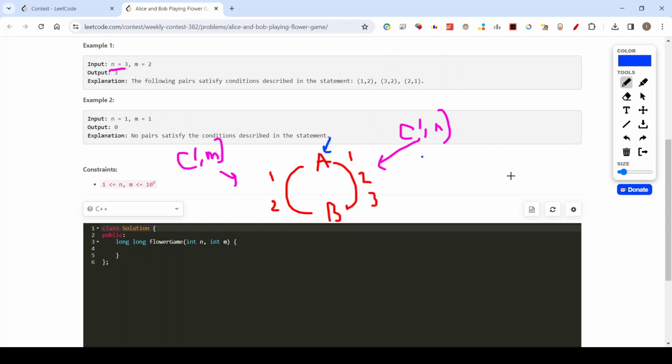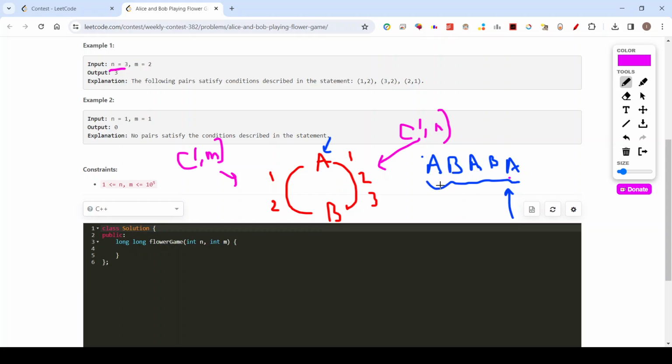For Alice to win, and she's starting at the first position, so the order is Alice, Bob, Alice, so at the end Alice should be able to pick the flower, right? So the configuration should be such that Alice is moving at the end. Can you find out the total number of flowers? Because n and m can be flowers on both sides, you just need to concentrate on the total flowers.